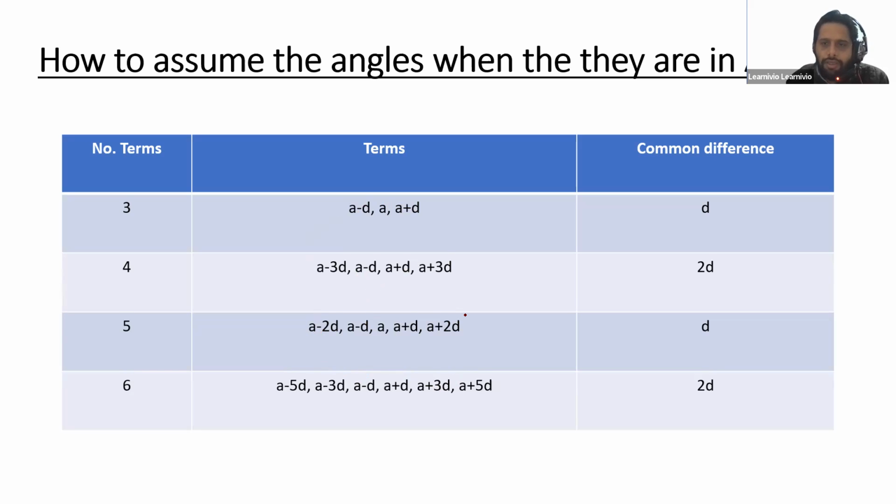You can solve the question directly also. So if you wish, you can solve the previous question directly. But if you assume the values like this, then your calculation will reduce. So first of all, please note down how to assume angles when they are in AP. Please note down all these values, then try the previous question. Please note down this, confirm me, then I will change the slide.